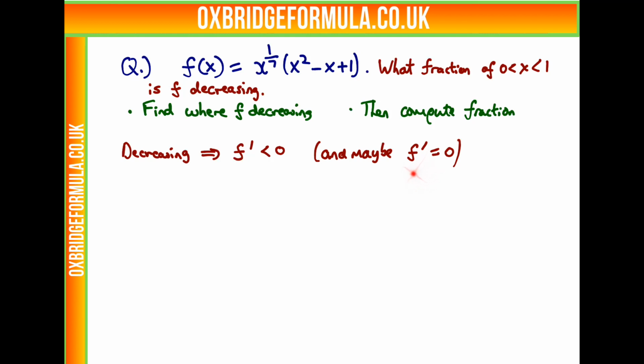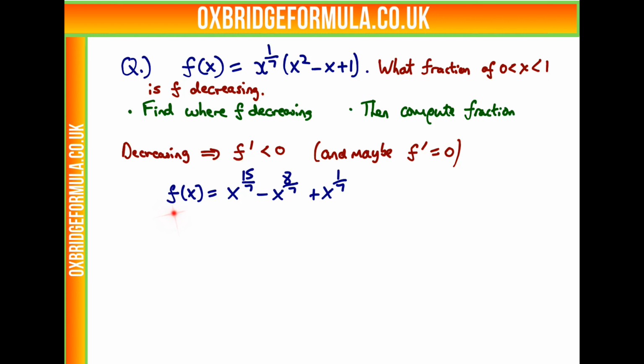Why? Because our function f is a polynomial kind of, and its first derivative is 0 at only a finite number of points. So that means that this doesn't really affect our fraction of a whole interval. So let's work out the first derivative.